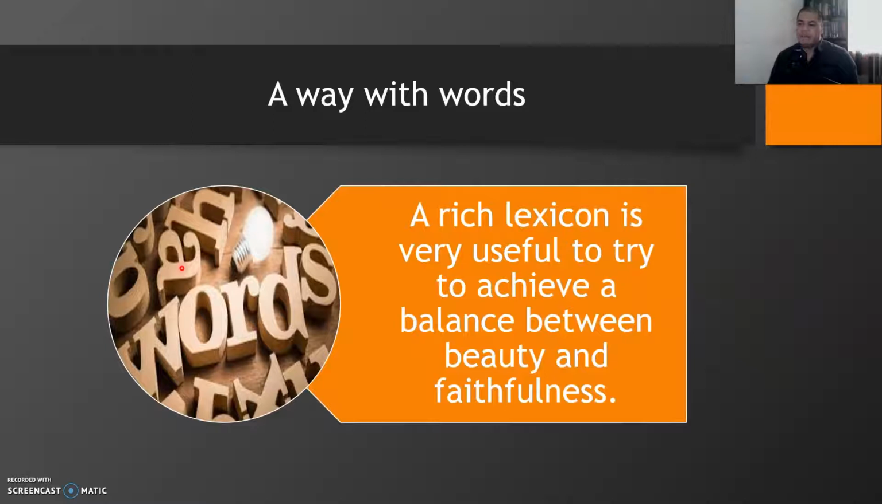It's important that you have a way with words. The richer your lexicon, your vocabulary is, the easier it's going to be for you to work through your translations, because you're going to be able to access your mental word bank easily, and then you can spend more time processing the message. So yeah, it's very important that we have a rich vocabulary, because otherwise that's going to require that we make use of dictionaries, and obviously that's going to take time, right? A rich lexicon is very useful to try to achieve a balance between the beauty of the language and the faithfulness of the message.